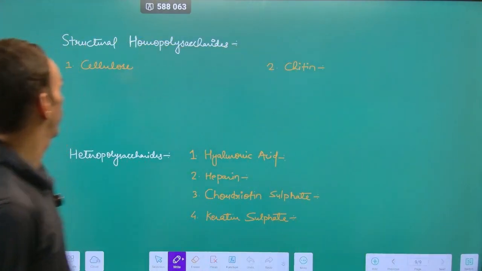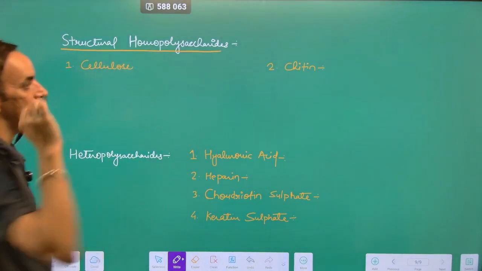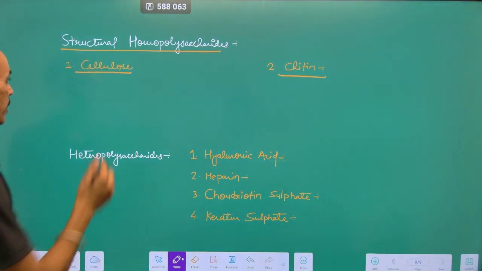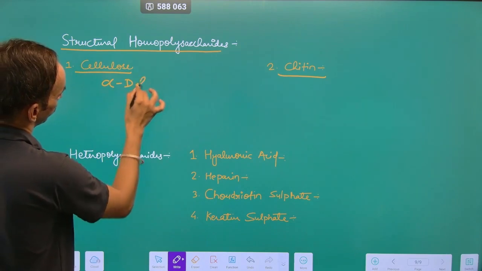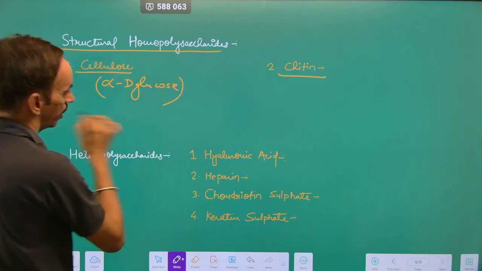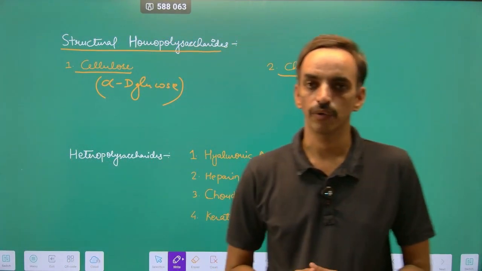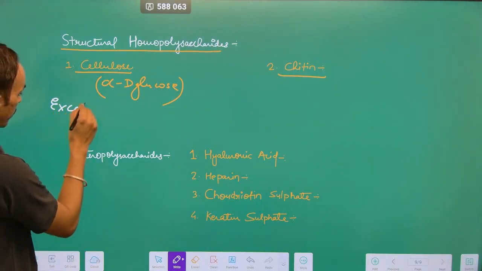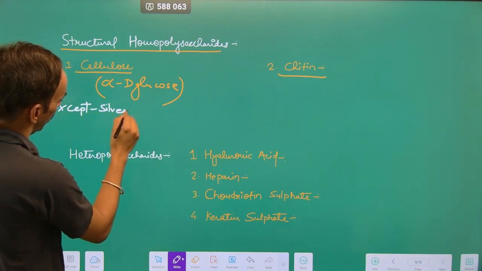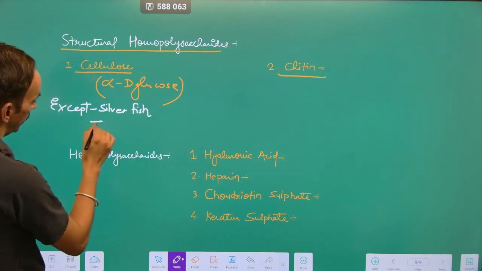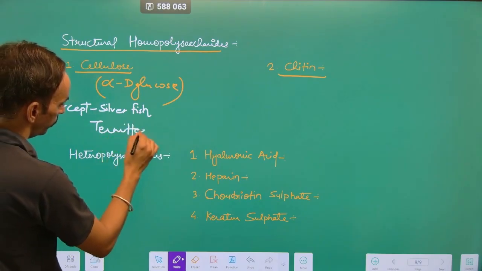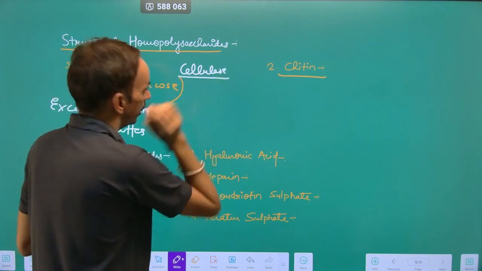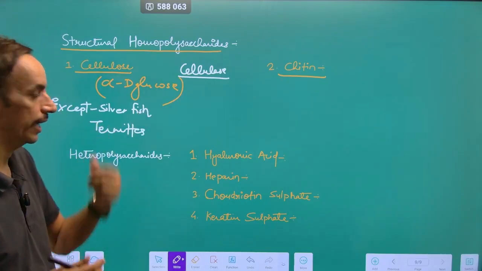Next are the structural homopolysaccharides, and we are taking two examples over here, cellulose and chitin. Cellulose, again, is a polymer of alpha D glucose. It basically forms the cell wall of plants. There is no known animal except the silverfish and termites that can digest this cellulose. So there is no presence of cellulase in any organism besides these silverfish and termites.